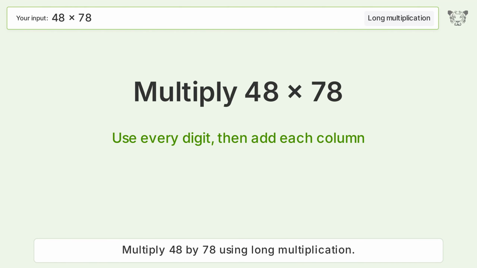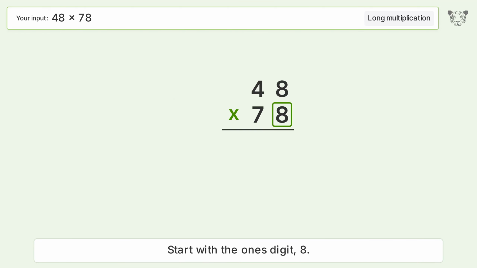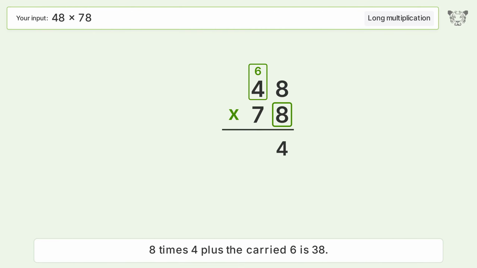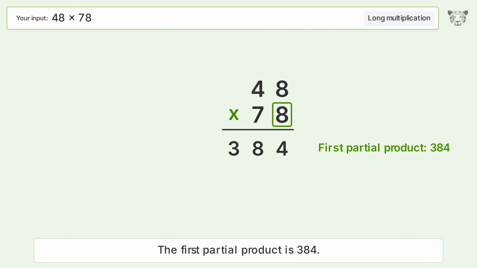Multiply 48 by 78 using long multiplication. Start with the ones digit, 8. 8 times 8 is 64. Put 4 in this column and carry 6. 8 times 4 plus the carried 6 is 38. The first partial product is 384.